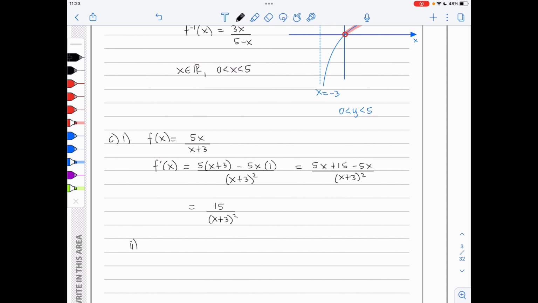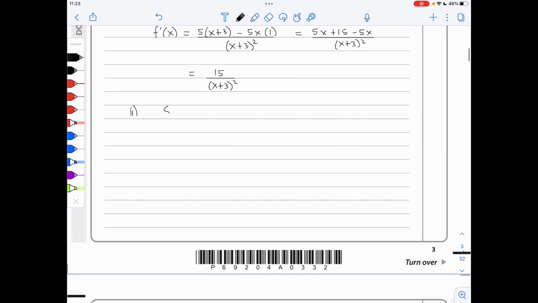Now for the second part of C, we can say that since (x plus 3) all squared is greater than 0 for x greater than 0, then we have that f dash of x is greater than 0 for x greater than 0, and therefore we conclude that f(x) is an increasing function.